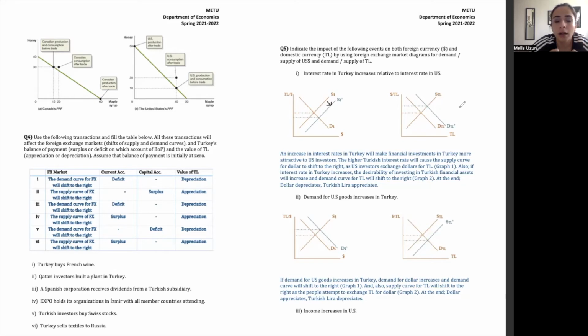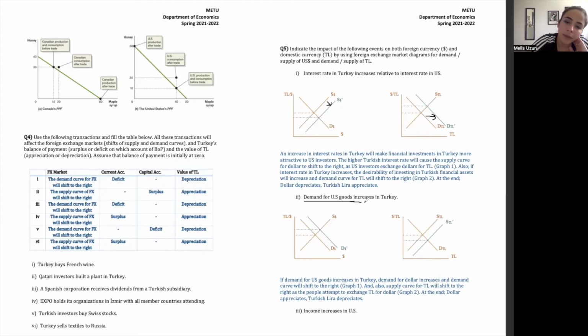And also, if the interest rate in Turkey increases, it will increase the demand for TL, because again, for the same reason, they need Turkish lira to invest. So the demand curve for TL also shifts to the right. After this happens, the dollar will depreciate and the Turkish lira will appreciate, because of the interest rate increase in Turkey.